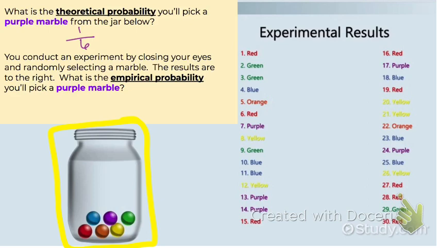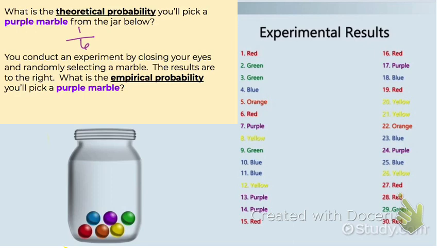Now let's talk about empirical probability, which is the same as experimental probability, and this is based on data that you collect. Let's say that we conduct an experiment: we close our eyes and randomly select a marble over and over again, and record the results of what color we're picking. Over here on the right are our results from the experiments.